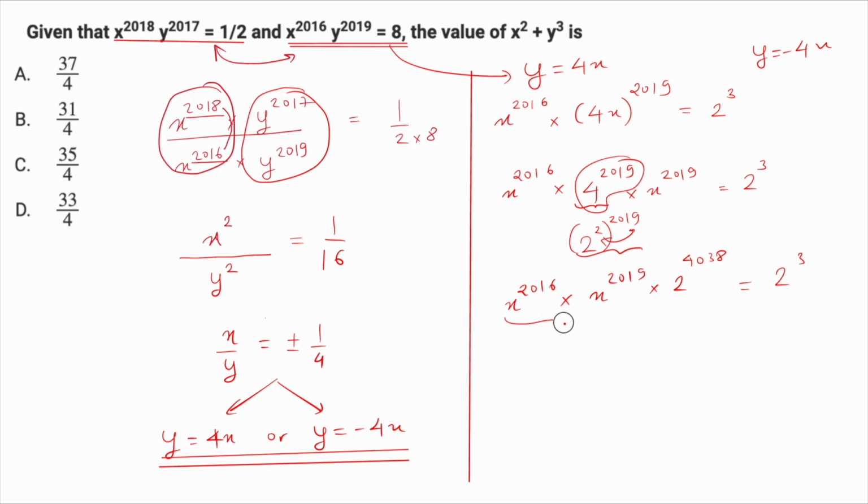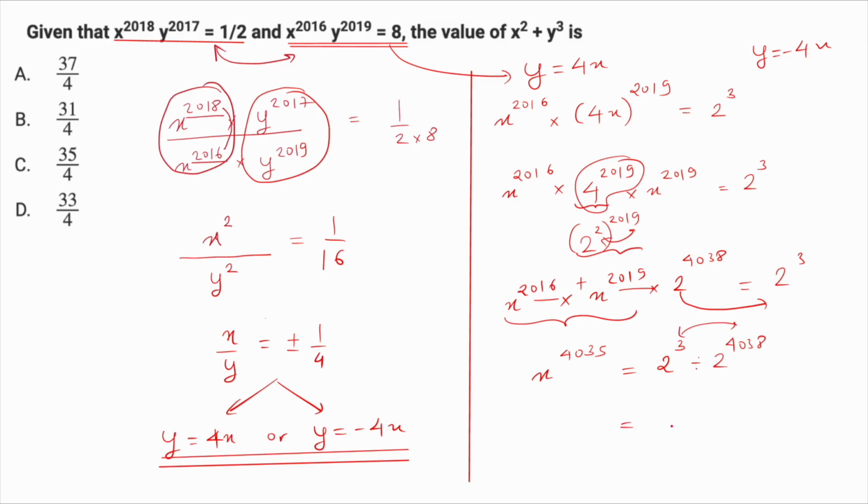Now for these two terms, I can use the first law of indices. a raised to m into a raised to n will be a raised to m plus n. So powers get added. 2016 plus 2019 will give me the sum 4035, equal to, take the 2 raised to 4038 on the right hand side. The right hand side is 2 raised to 3 divided by 2 raised to 4038. Here again the powers get subtracted.